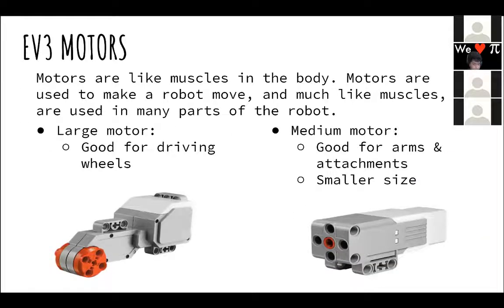So, if the brick is the brain, motors are like muscles. Muscles are used to make the body move, just like motors are used to make a robot move. So there are 2 types of motors: large motors, which are good for driving because they are powerful and fast. But medium motors are slightly weaker, but they're smaller, and they're good for attachments and other things of smaller sizes.